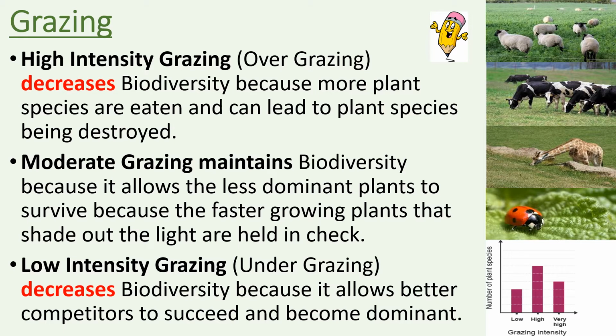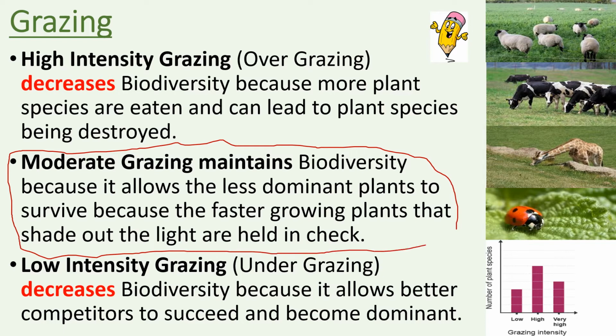And then the low intensity grazing, so undergrazing, so that's like no grazing or a little bit of grazing, decreases biodiversity because it allows only the better competitors, so the dominant plants, to succeed, and then they obviously become dominant and it only ends up being one or two plants. So the best way to have biodiversity with grazing is to have moderate grazing. So you don't want it to be overgrazed and you don't want it to be undergrazed.